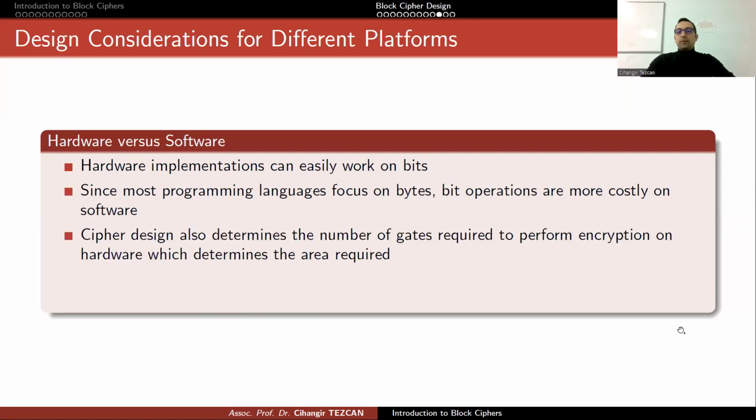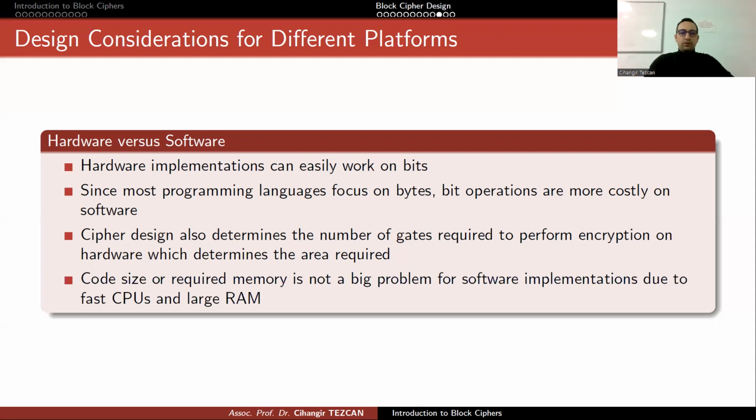Cipher design also determines the number of gates required to perform encryption on hardware, which determines the area required. This is important for IoT devices because the smaller is cheaper. This is why you don't want to actually put any encryption algorithm, because you lose security, but it will be cheaper, right? This is why there aren't any standards for these IoT devices. So this is why we have many disasters happening. This is why the lightweight crypto competition is nice. Maybe in the future, there will be some standards forcing IoT devices to include either AES or ASCON if they have enough computational power and so on.